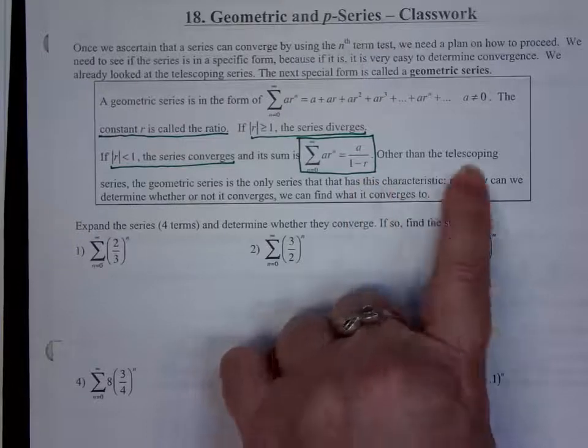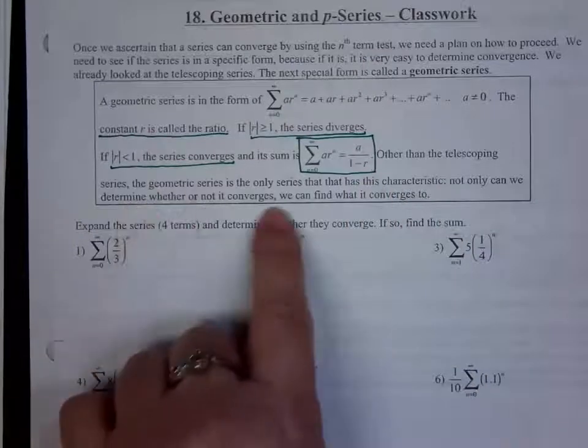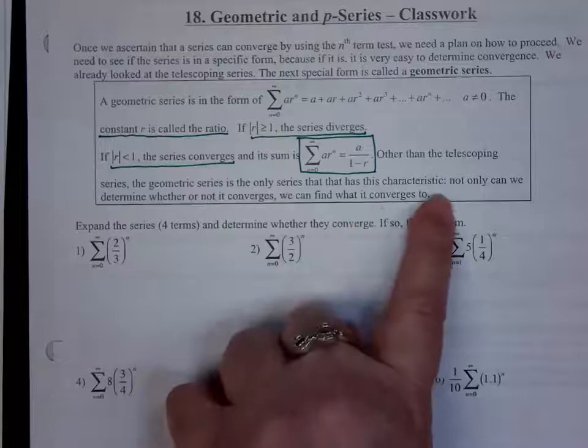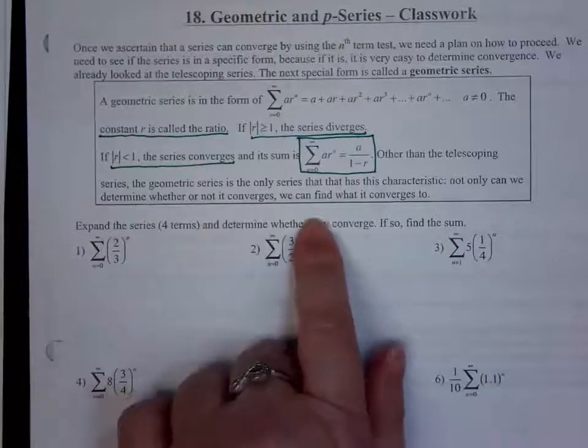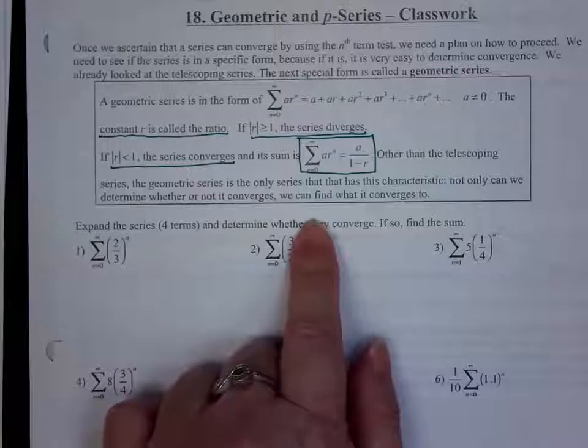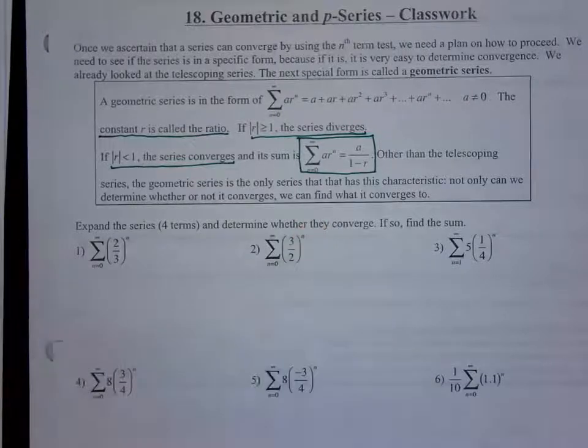Okay? Other than the telescoping series, the geometric is the only series that has this characteristic. Not only can we determine whether or not it converges, we can actually find out what it converges to. With telescoping, that's one where all the terms canceled out and we ended up with the first and the last. Okay? And we knew what the answer was going to be. This is the same thing. So it's very important that when you do these, you recognize, number one, that it is geometric, what r is, and then determine from there whether it converges or diverges, and if so, what to.